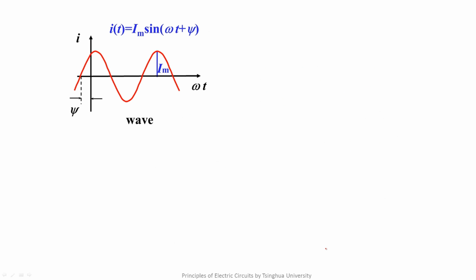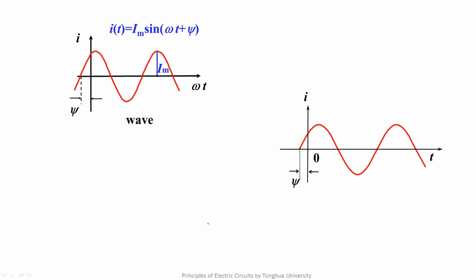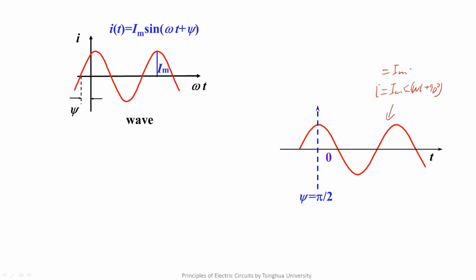Next, let's discuss the initial phase angle of a sinusoid in detail. This is a waveform of a current sinusoid. If psi equals 0, it's a sinusoid whose initial phase angle is 0. It's a special sinusoid and can be expressed as i equals Im times sine omega t. If the initial phase angle is 90 degrees, the waveform is like this: i equals Im times sine omega t plus 90 degrees. In fact, it equals Im times cosine omega t. This confirms the statement above that the difference between sine and cosine is a 90 degree phase difference.